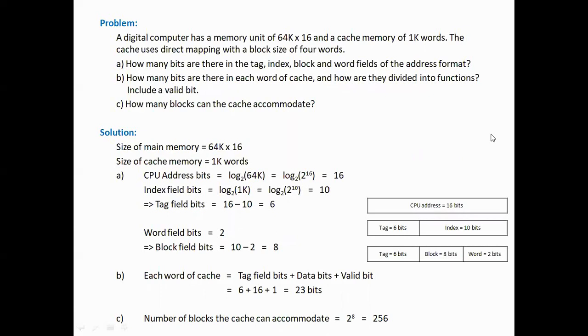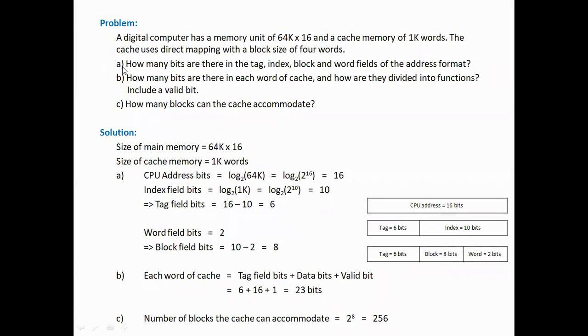Now let us take a numerical problem. It is related to direct mapping cache. The problem says that we have a digital computer which has a memory unit of this size. It has a cache of this size, 1K words. So the 1K is the number of words in that cache. The size of word is not given. The cache uses direct mapping, so it is a direct mapping cache, and block size is also given, that each block is of length 4 words.